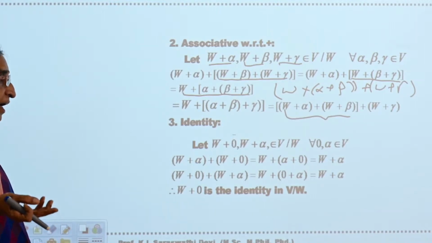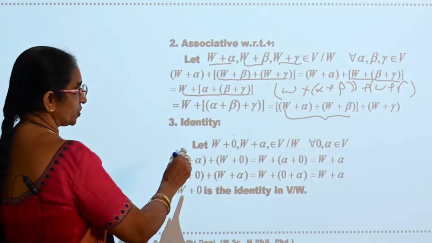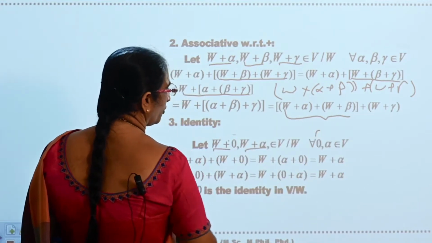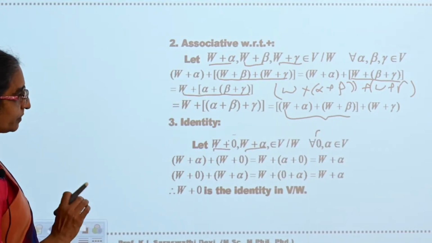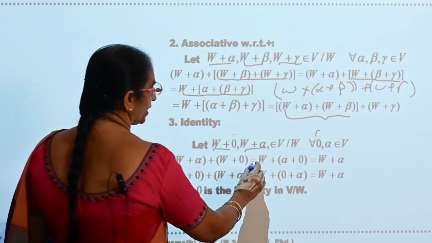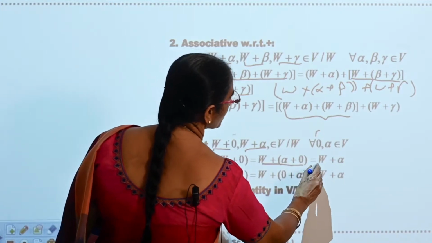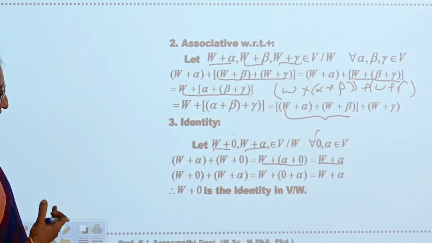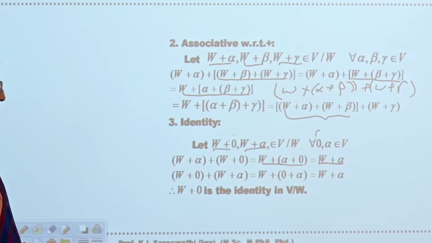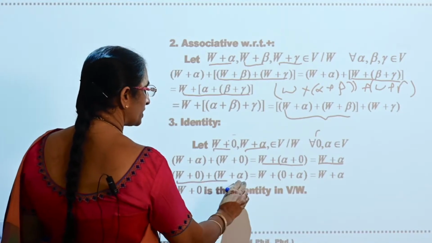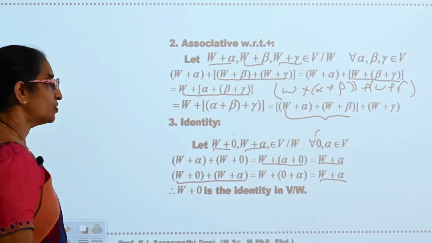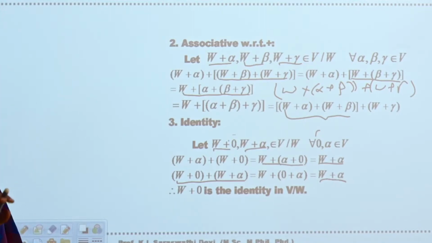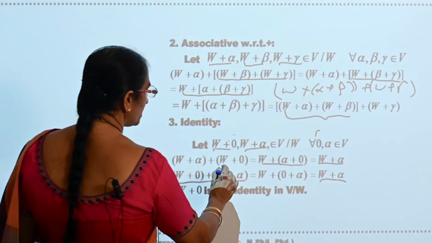Now see the next one, the identity. Take W plus 0 bar and W plus alpha, where 0 bar and alpha are in V. Now W plus alpha plus W plus 0 bar is equal to W plus alpha plus 0 bar, which is equal to W plus alpha. So you have taken W plus alpha and added W plus 0 and you got it. Again W plus 0 plus W plus alpha is equal to W plus alpha. So if any element is added to some element and you get the same element, that element will be the additive identity.